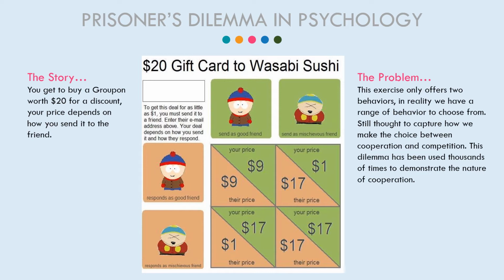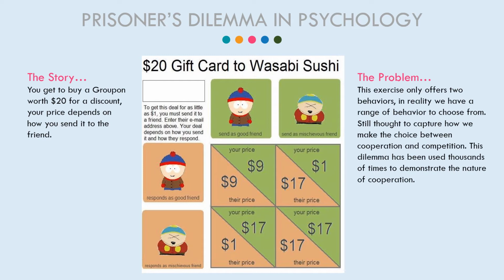If you send it mischievously saying, I want to get it for $1 and make them pay $17, and they respond as a good friend, then yeah, you get it for $1 and they get duped and they pay $17. But if they are wise to it and they say, I want the $17 and you said I want the $1, then you both wind up paying $17. A little more relatable version of the prisoner's dilemma. Would you be the mischievous or the good friend?